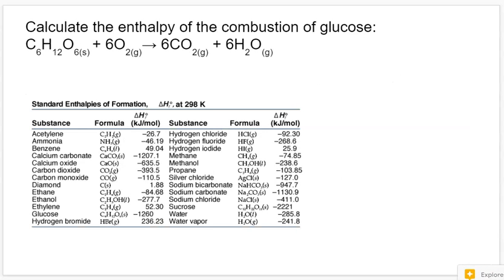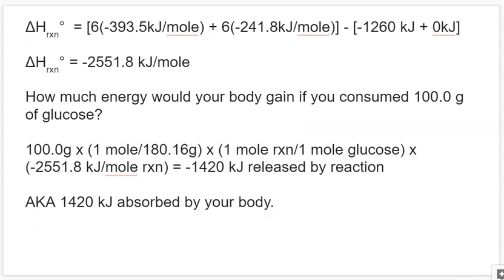Let's try another one. Let's calculate the enthalpy of the combustion of glucose. So we have C6H12O6 plus 6O2, making 6 CO2 gas and 6 water vapor. So I mentioned this earlier, but we want to make sure that we're using the right states of matter of things. So we're going to want to be using the water vapor value here instead of the liquid water value. So let's get everything plugged in.